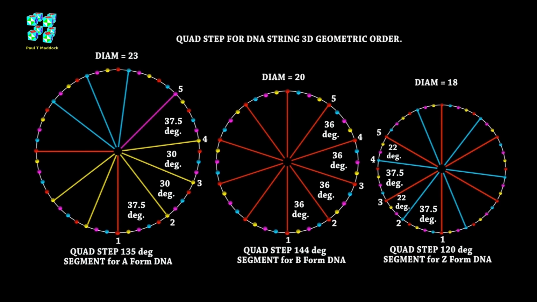Now if you look in front, I show a 4-gap sequence. Now A DNA is 135 degrees, and B DNA is 144, and Z is 120. So it's plain to see for anybody with a logical mind that these segments of 120, 144, 135 can be linked in a long string.